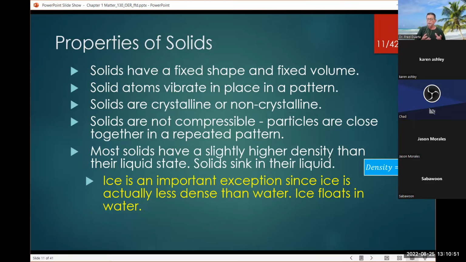Now, if we take 1 gram of water and we measure its volume, okay, guess what? It would have approximately 1 milliliter. Its volume would be 1 milliliter. So 1 over 1 gives me a density of 1 gram per milliliter, okay? Now, if I take that same gram of water and stick it in the freezer and freeze that water, guess what happens to the volume?